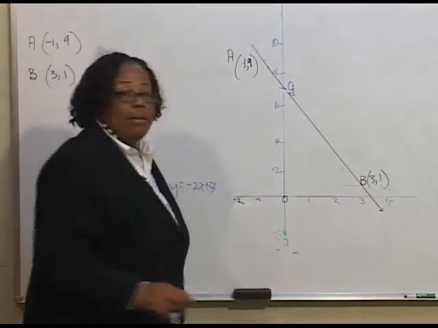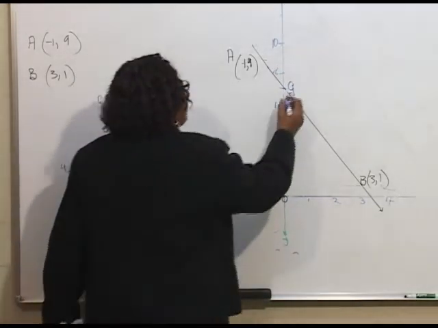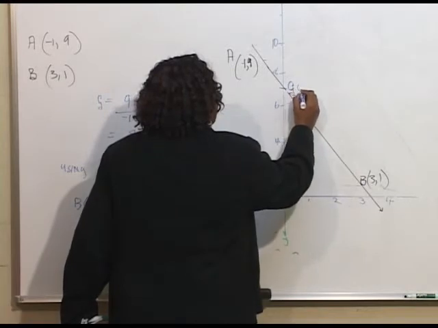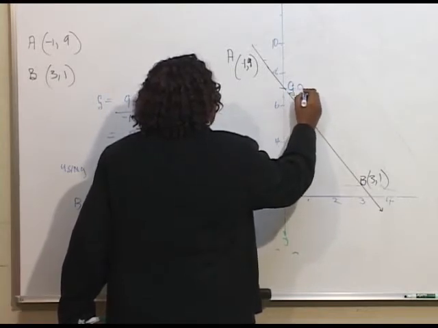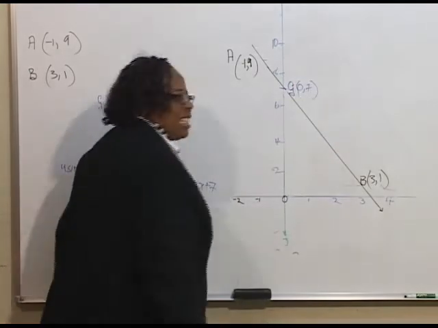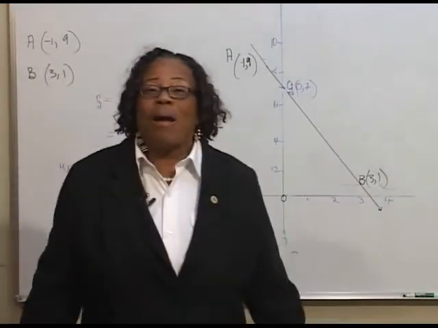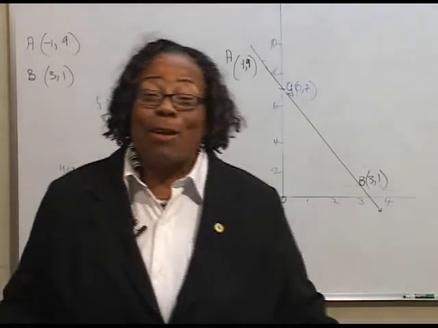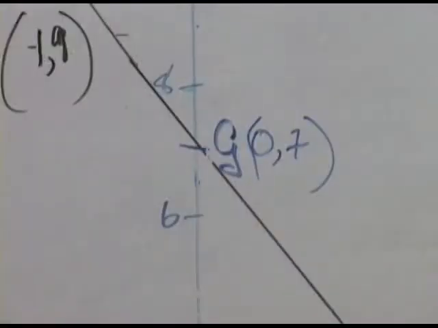So for our coordinates, we just have to write x is 0. And where does it cut the y-axis? Yes, at 7. And that's what it is. This is how easy we're getting marks. All right? That is how easy we're getting marks. So the coordinates of G would be (0, 7).